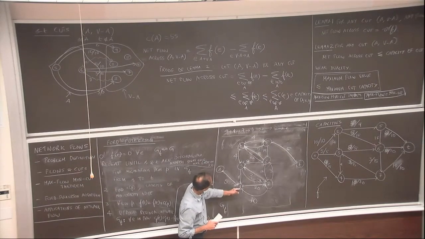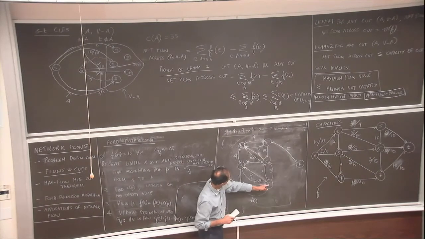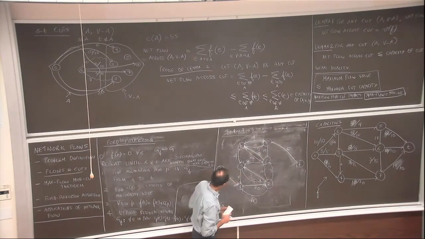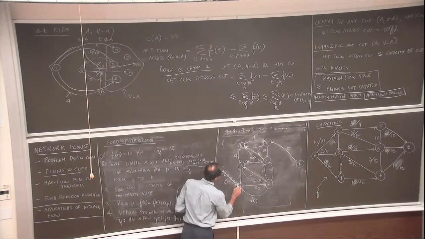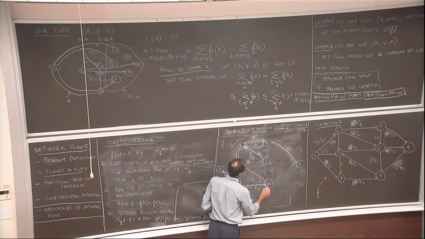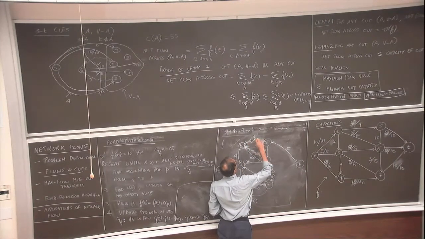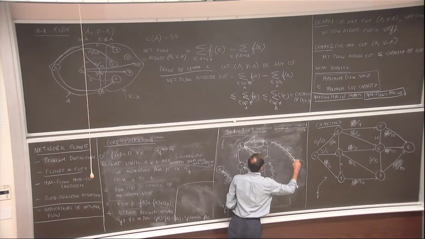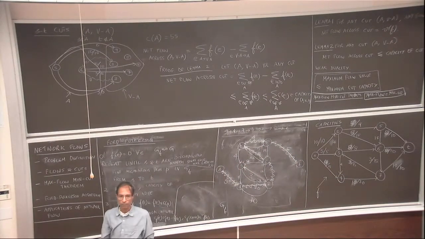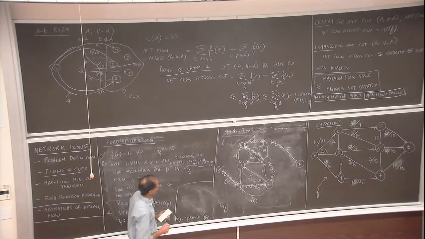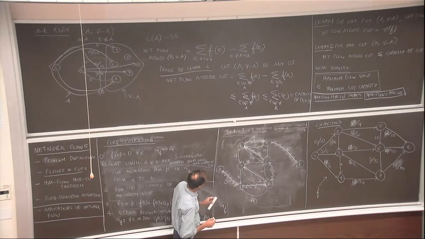Okay. What's the path? S to 4, 4 to 7, 7 to 6, 6 to 2, 2 to 5, T. Okay, what's the capacity of that path? 3. Okay, so let's see the outcome of that.